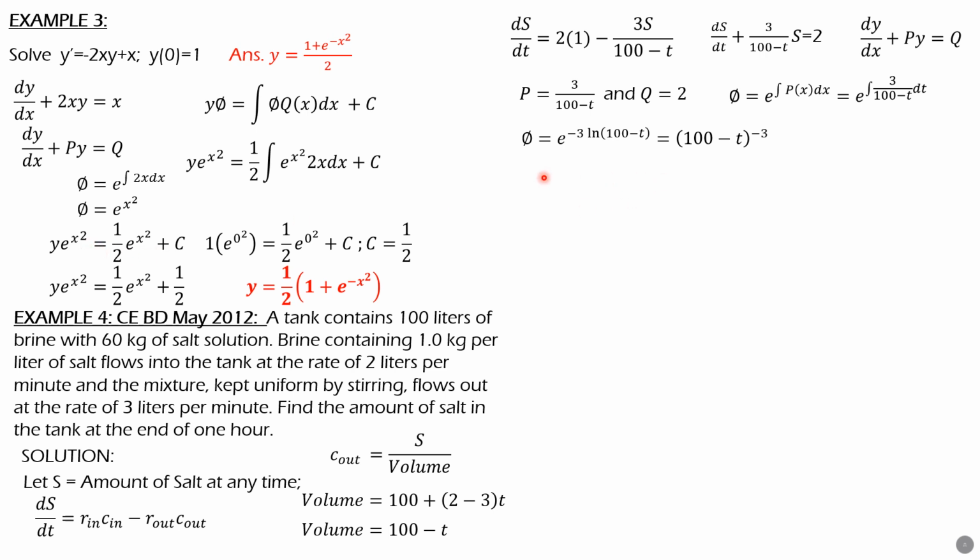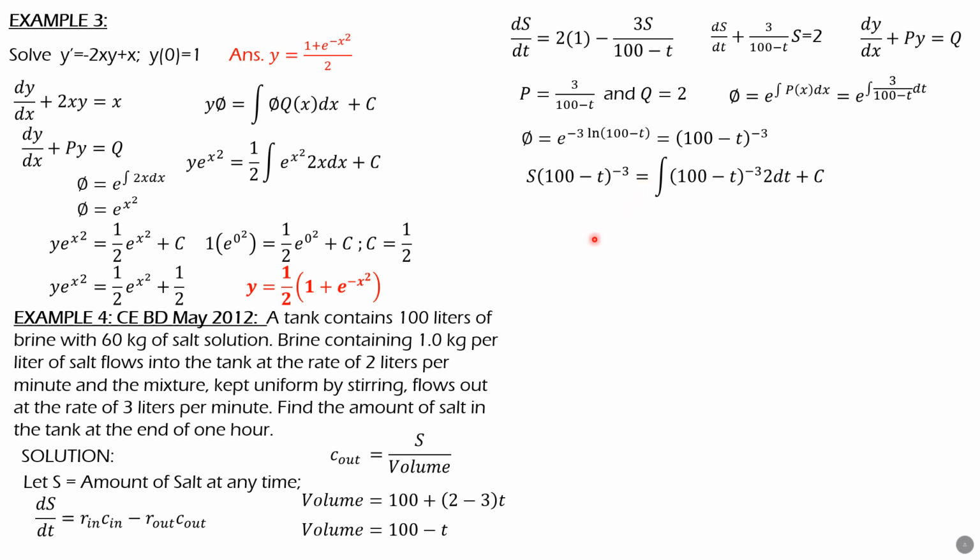So substitute, the solution is S times the integrating factor, which is 100 minus t to the negative 3, equals the integral of 100 minus t to the negative 3 times q, which is 2, dt, plus a constant. Then let's concentrate here. If you let u be 100 minus t, then the differential is negative dt. So if we make this negative, we precede a negative sign here.